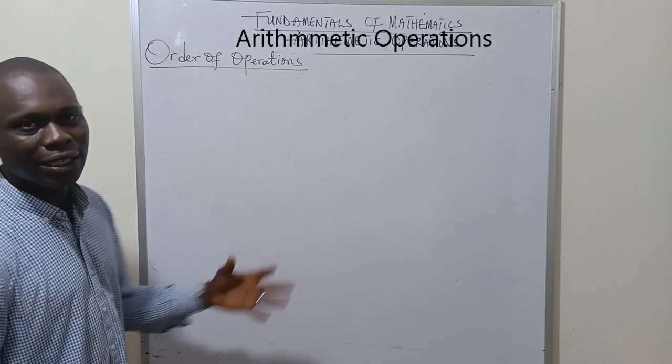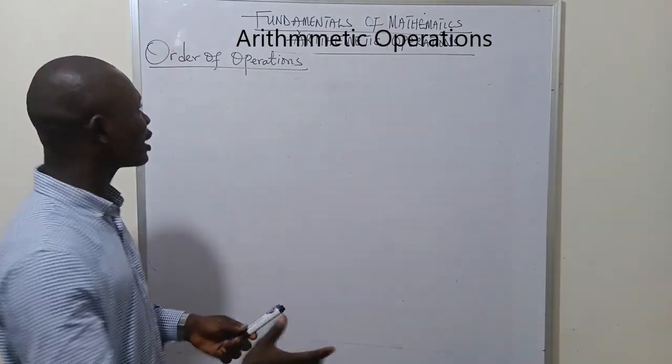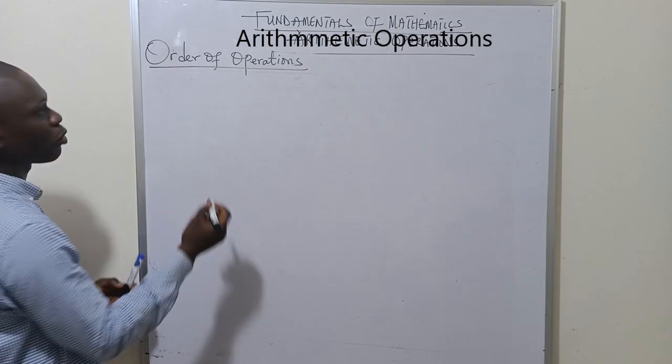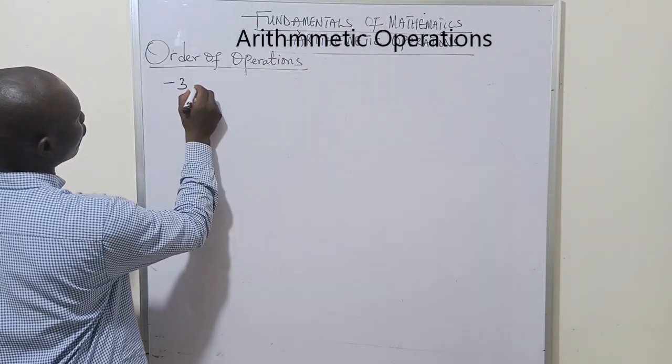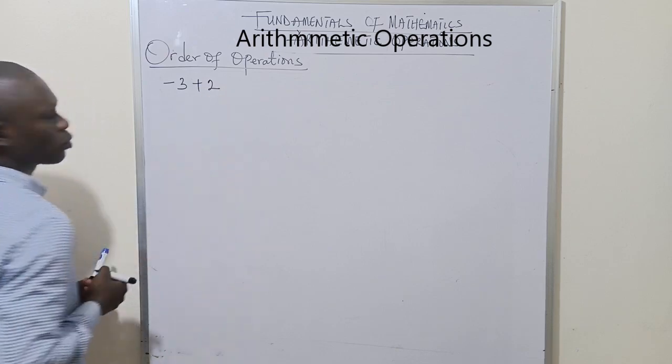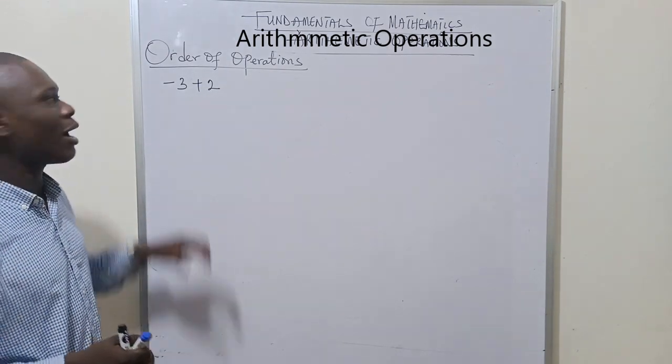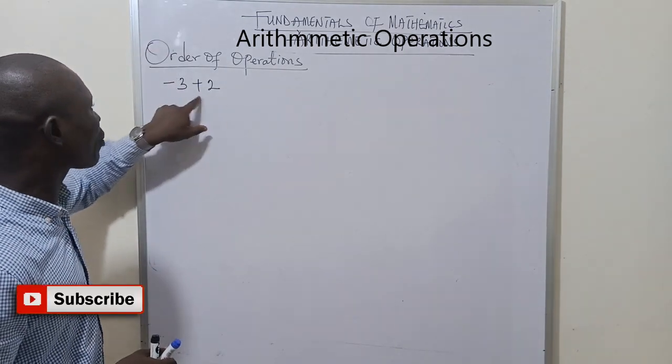Now the next part is going to be dealing with addition of these numbers. What I mean is, we have minus 3, we have plus 2. Now I want to add these two numbers. How do I add these two numbers? Minus 3 plus 2.